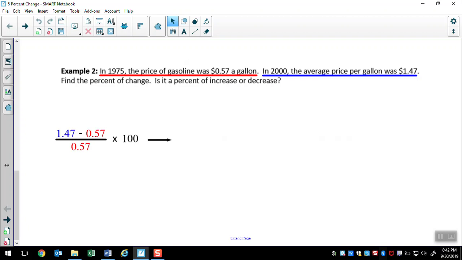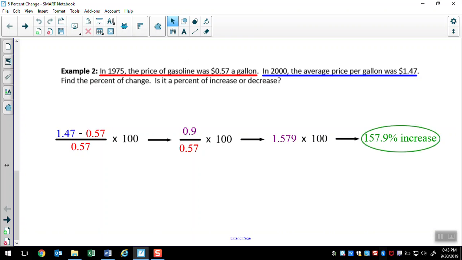So $1.47 minus 57 cents gives us 0.9. Carry over that 57 cents. Now we can divide these two, which will give us 1.579, and then we're going to multiply that by 100. And that gives us 157.9% increase. And we didn't even need to do the math to know that was an increase. We went from 57 cents and then we increased it to $1.47. All right, that one is done.